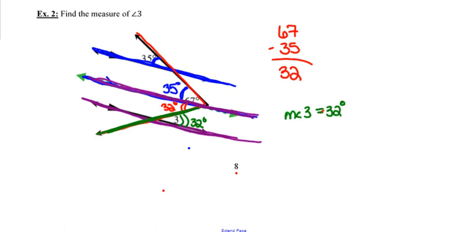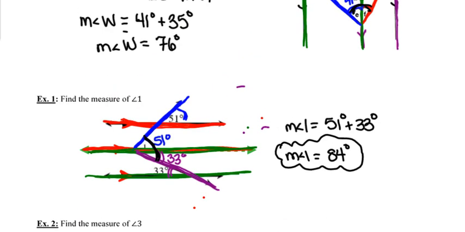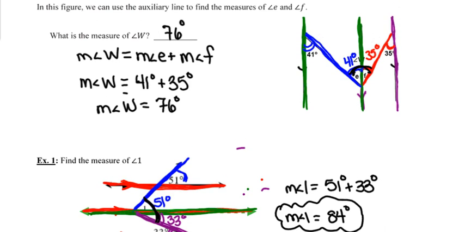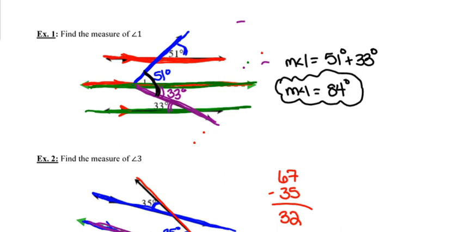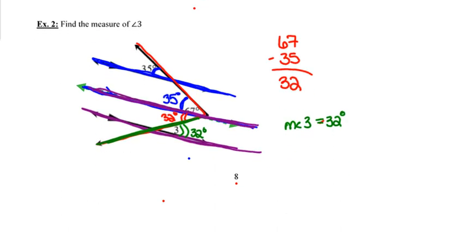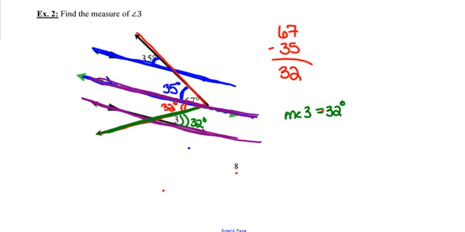So one thing I want you to pay attention to in this video is that in some of the examples, namely the one where we found angle W in example 1, we added to find our answer. But in the second example, we actually had to do some subtraction. So it's different in each case depending on the information that has been given to us in the problem.